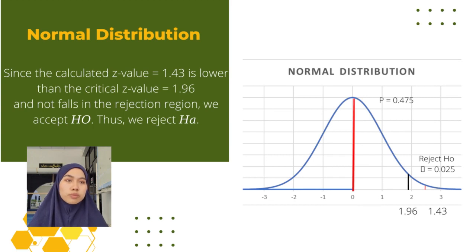This is the normal distribution diagram that we had for our project. Since the calculated Z value, which is 1.43, is lower than the critical Z value, which is 1.96, and does not fall in the rejection region, we accept our H0, thus we reject our H alternative.